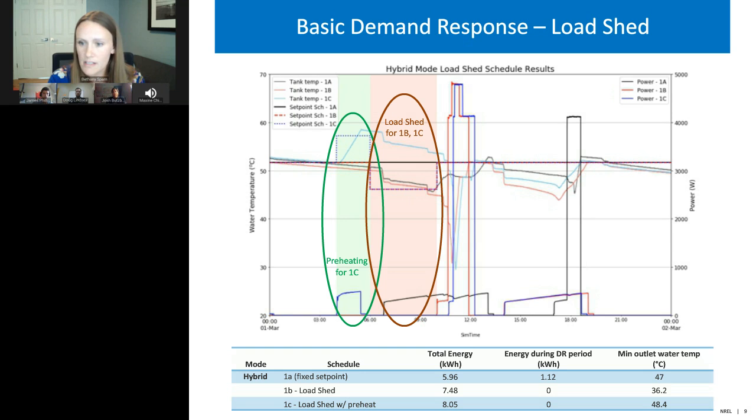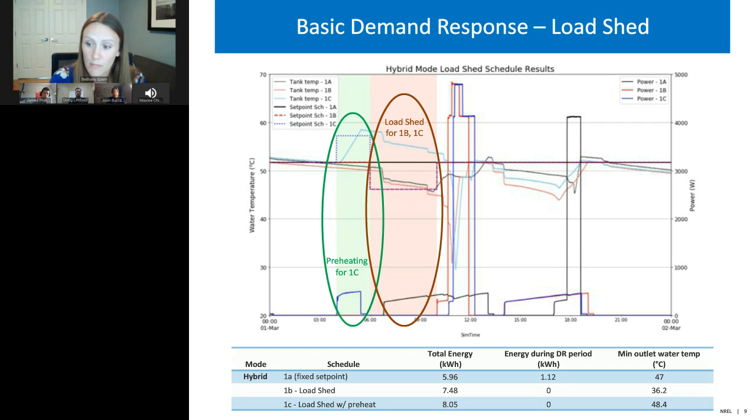So what we see here is that in the case where we did preheating, the heat pump does come on during that period of time and allows it to not turn on at all during the load shed. Even the basic load shed case does not use any energy during the load shed period, but immediately turns on afterwards. The table below summarizes the results. In both load shed cases, energy use does go up, but we completely avoid energy during that 4-hour DR window.